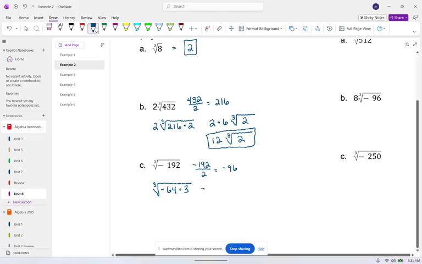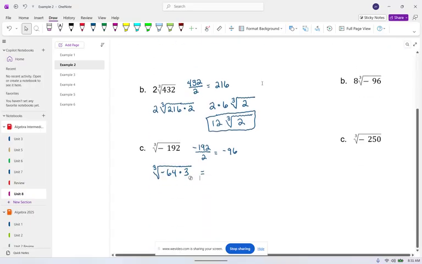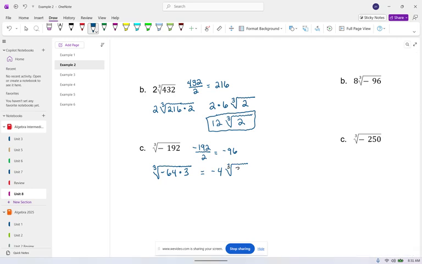The cube root of negative 64 is in the 1, 2, 3, 4th position. So it's going to be negative 4. Remember, pull out that negative sign with it. And then what we are left with on the inside is the 3. So that's it, guys. That's all you have to do.